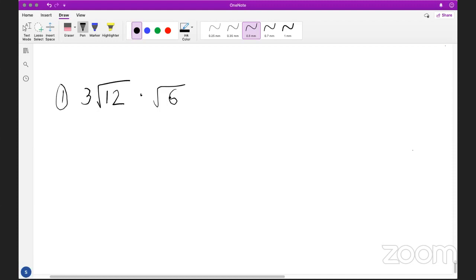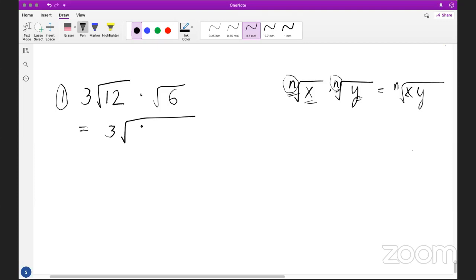So guys, again, kapag may pareho kang index, kahit ano pa yung nasa loob, pwede mo silang i-multiply x times y and then yung index niya would still be kung ano yung nandito sa dalawa. Okay, so here pareho yung index mo na squared. So ibig sabihin, this is just equal to 3 times 12 times 6. Okay?